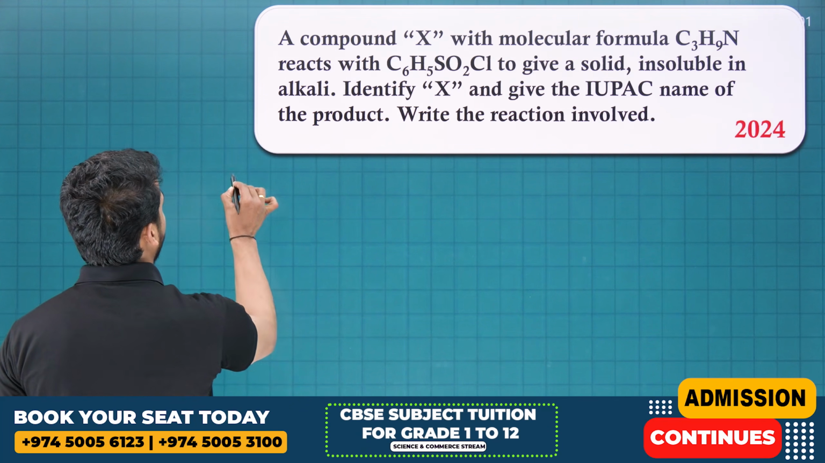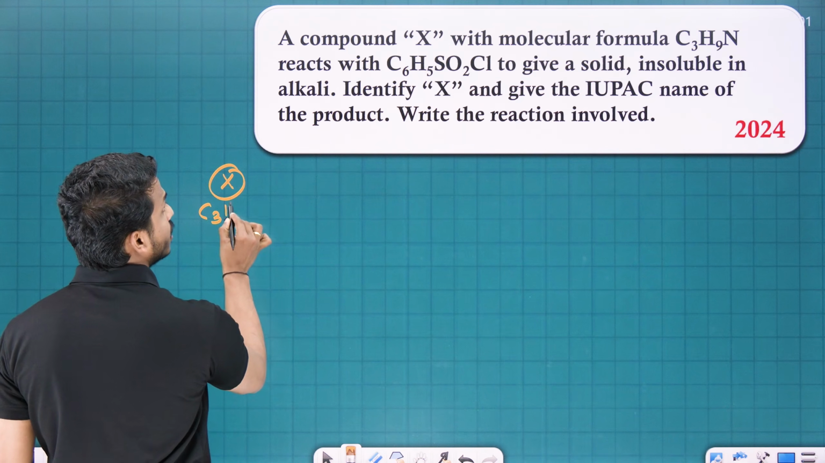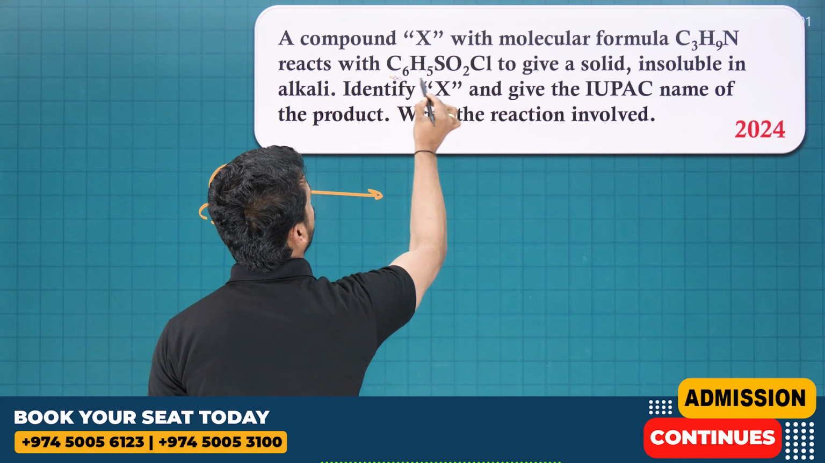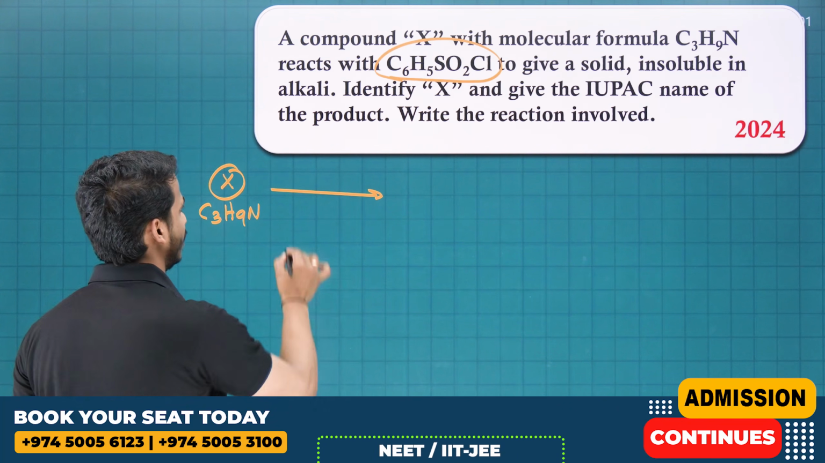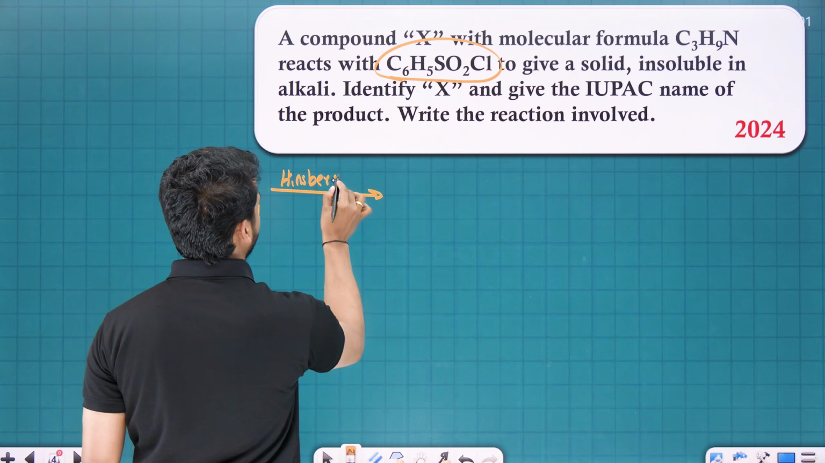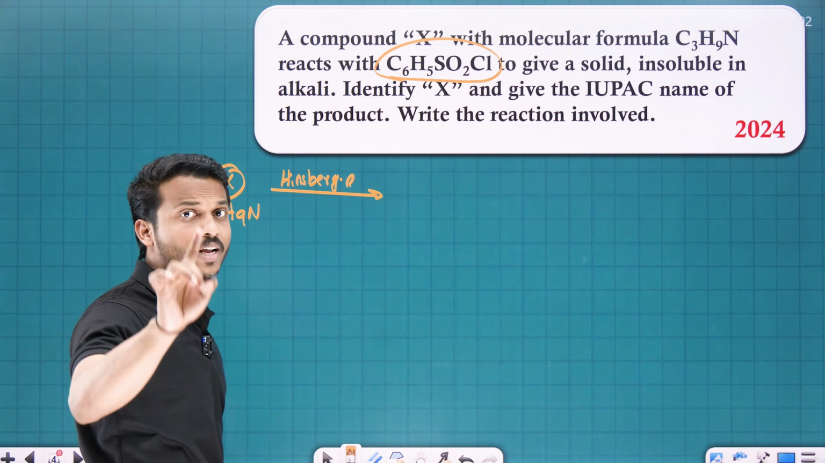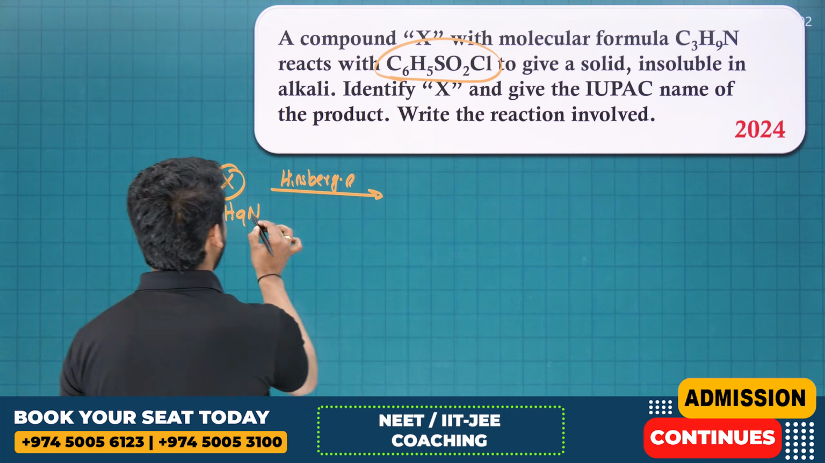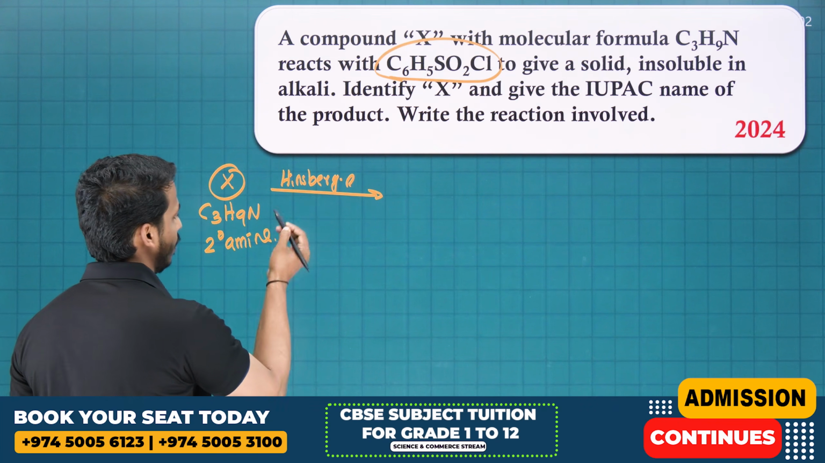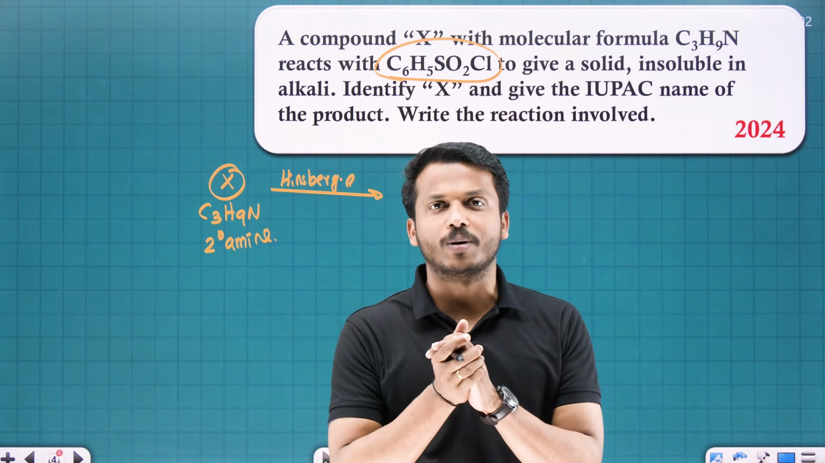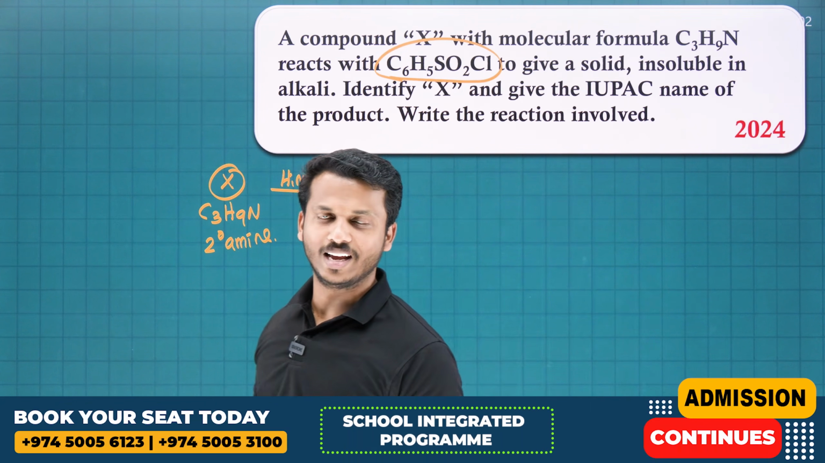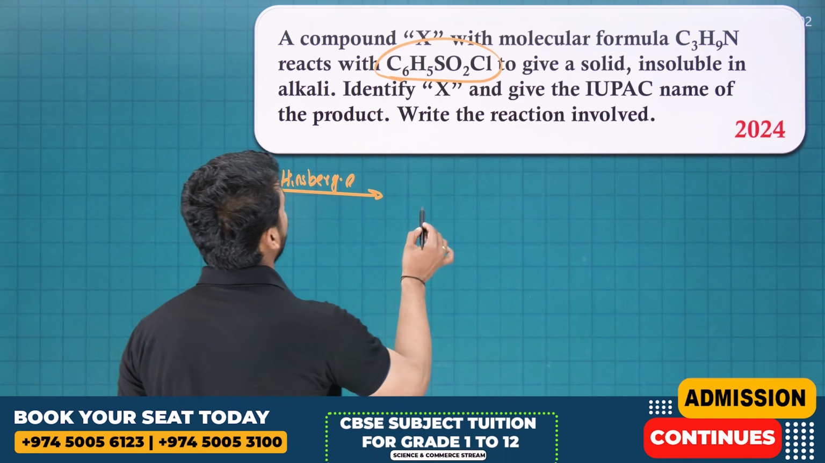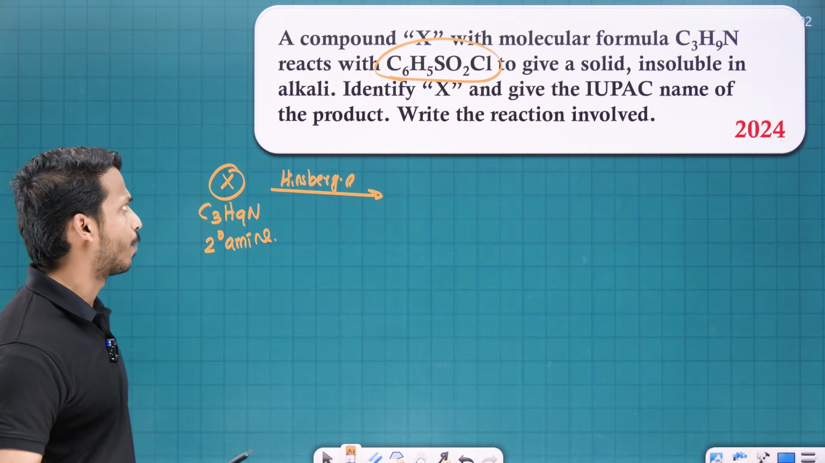A compound X with the molecular formula C3H9N reacts with C6H5SO2Cl. What is this? This is our Hinsberg reagent, benzene sulfonyl chloride, called Hinsberg reagent, to give a product which is insoluble in alkali. That means this amine is a secondary amine. We know when a primary amine reacts with the Hinsberg reagent, we get a product which is soluble in alkali, whereas a secondary amine reacts with the Hinsberg reagent and the product is insoluble in alkali. So identify X, give the IUPAC name of the product, and write the reaction.